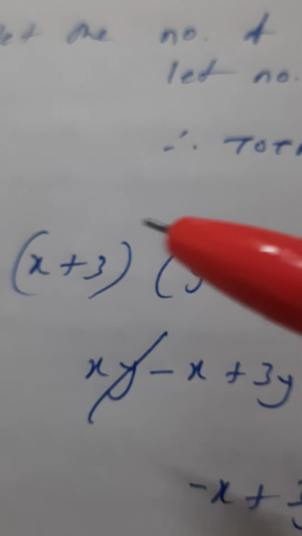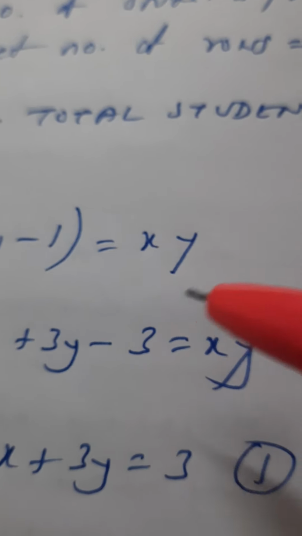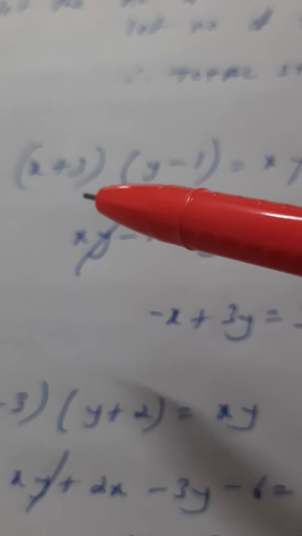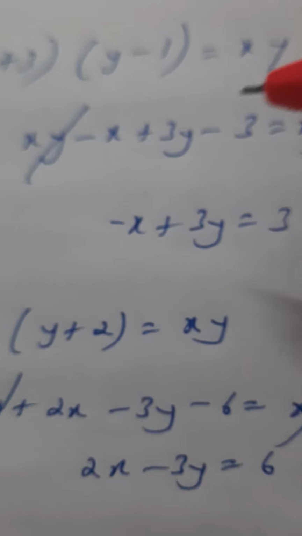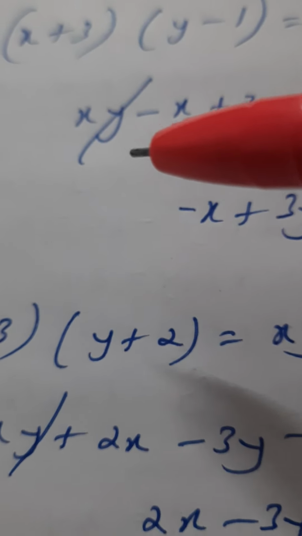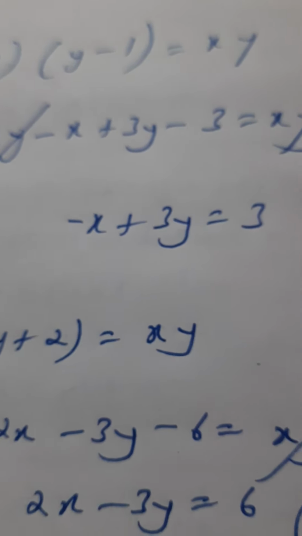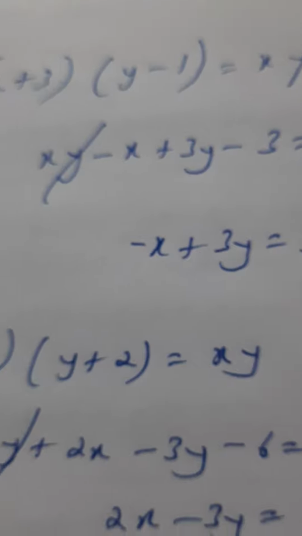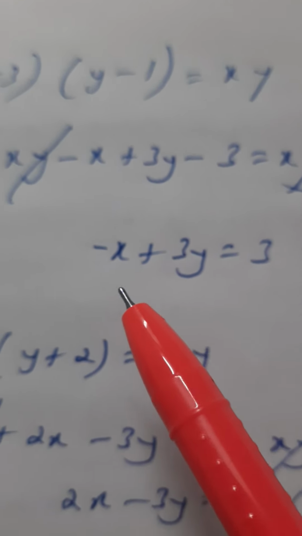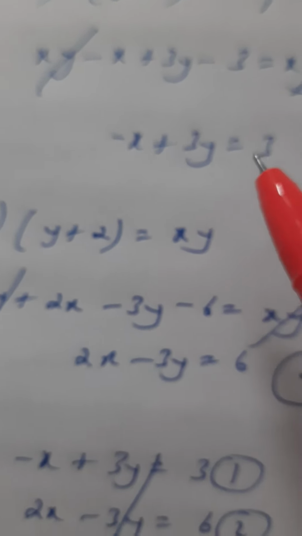And the product of the number of students in a row and the number of rows will give you the total students in the class, that is xy, right? So you get this first equation, that is (x + 3)(y - 1) = xy. Now open the brackets here. So xy - x + 3y - 3 = xy. Now xy is getting cancelled. So what is left here? -x + 3y = -3. We transfer this side, so positive 3.